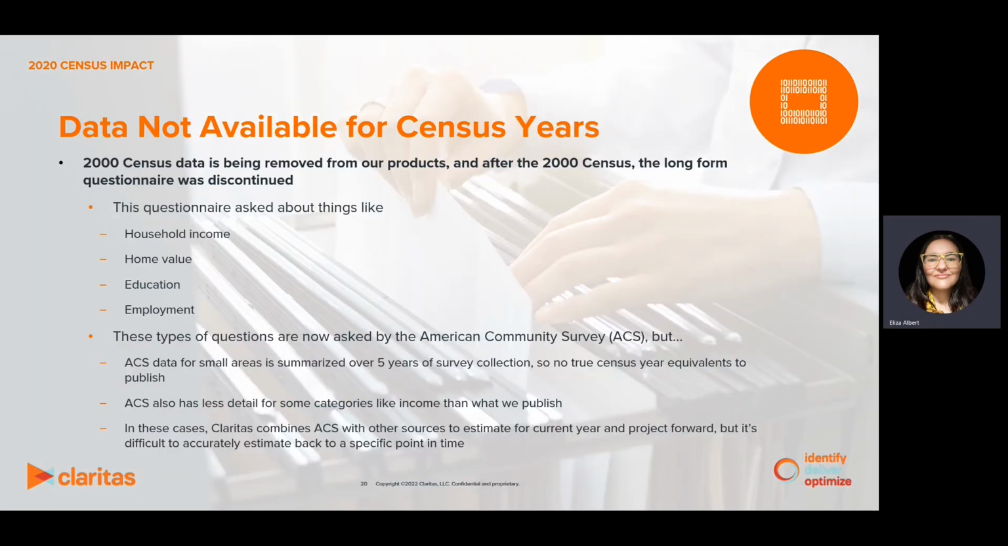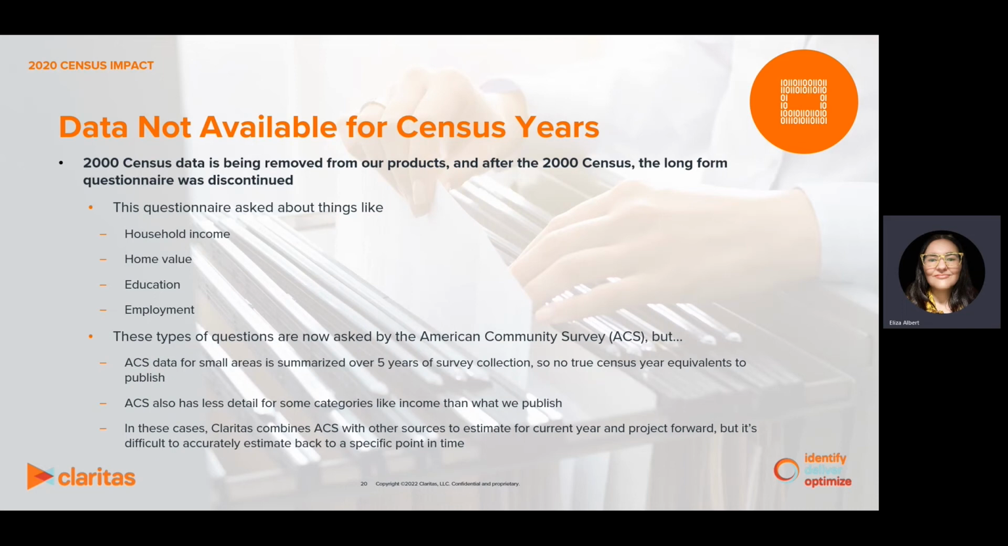And finally, I want to talk about data that's not available for census years. So, as you may have seen, 2000 census data is being removed from our products with this update. And after the 2000 census, the long form questionnaire was discontinued. This questionnaire asked about things like household income, home value, education, and employment. So these types of questions are now asked by the American Community Survey, or ACS, but ACS data for small areas is summarized over 5 years of survey collection, so there's no true census year equivalents to publish.